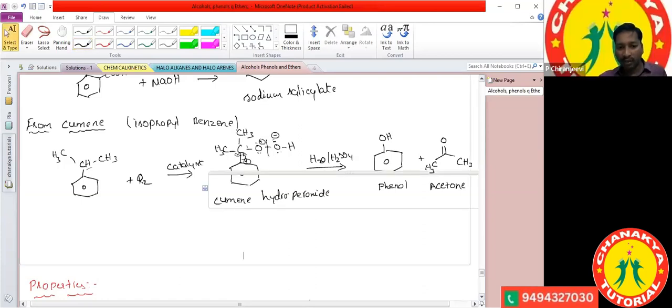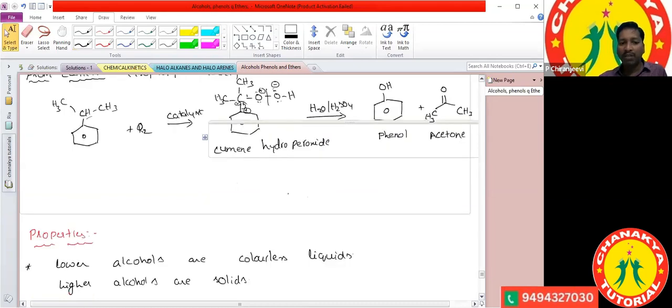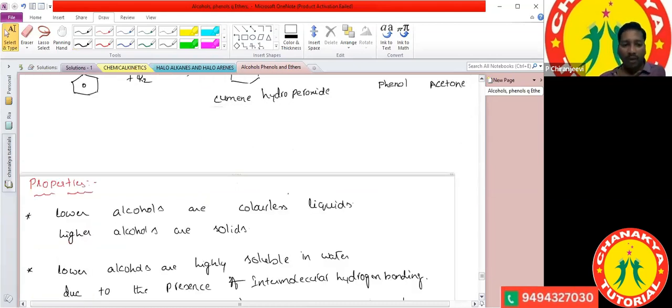I'll go to the next. Yesterday we were discussing the physical properties. What are the physical properties? We are talking about the alcohols.